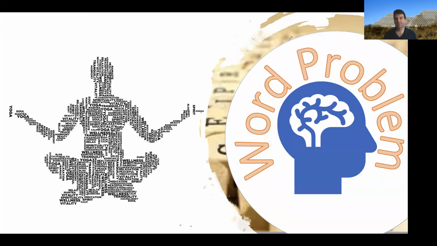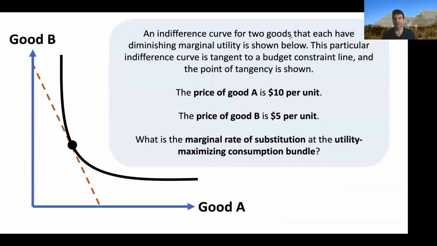All right, so the last thing that I want to go over here is this kind of word problem that relates to this unit, but brings us back a little bit to thinking about our indifference curves. And so now we're not looking at a demand curve, we're looking at effectively a point on a demand curve. And so I might give you a word problem like this one. That word problem is that an indifference curve for two goods that have diminishing marginal utility is shown here. That's this curvy black indifference curve. This particular indifference curve is tangent to a budget constraint line, which is this thing here.